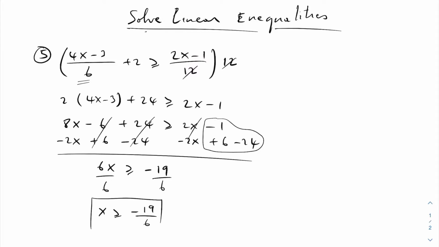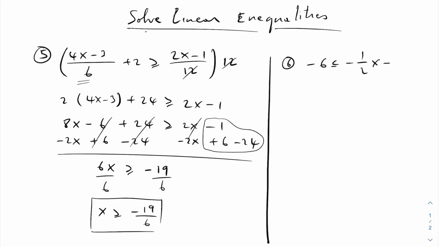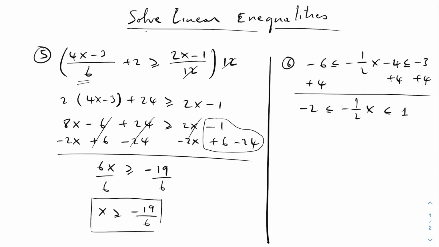And you are done. All right, so our final example is negative 6 less than or equal to minus (1/2)x minus 4, less than or equal to negative 3. Since we need to isolate the variable x here in the middle, the first thing we need to do is add 4 on all the sides. So we're going to have negative 6 plus 4 giving us negative 2, less than or equal to negative 1 over 2 x, less than or equal to 1.